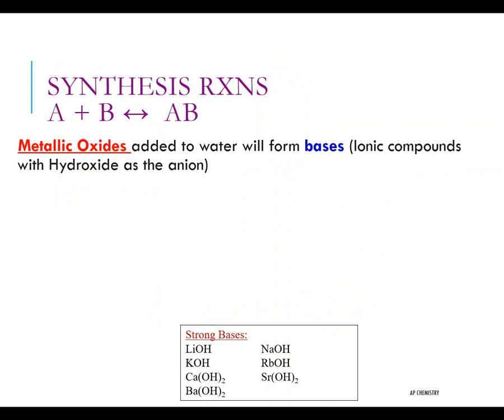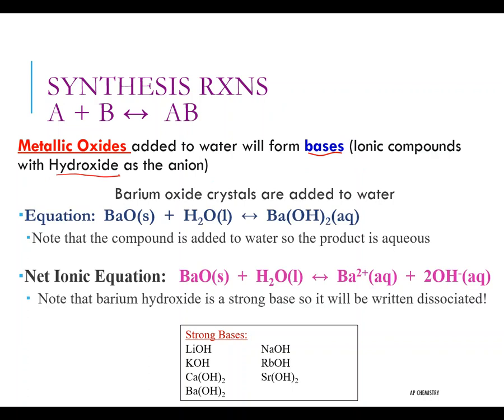Now we're specifically looking at types of things that are reacting, like metallic oxides. Hopefully you can, you know, extrapolate from the name metallic oxide that it's a metal plus oxygen. And when it's added to water, it forms bases. Okay, so you get hydroxide as the anion. Here's an example. We have barium oxide.